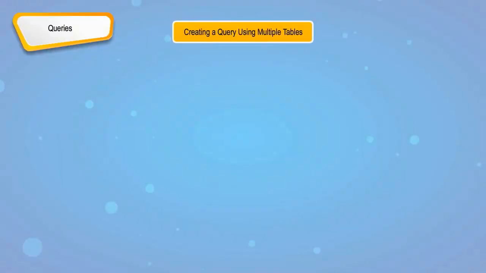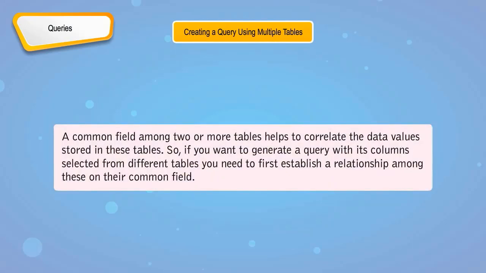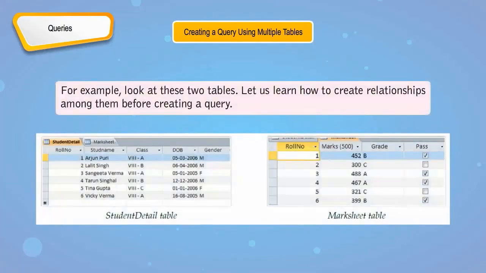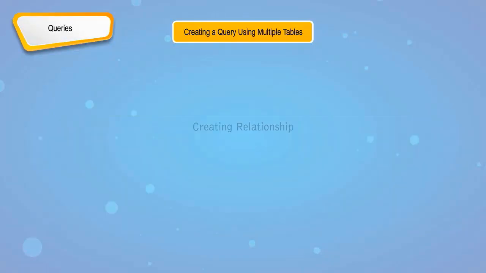Creating a query using multiple tables. A common field among two or more tables helps to correlate the data values stored in these tables. So, if you want to generate a query with its columns selected from different tables, you need to first establish a relationship among these on their common field. For example, look at these two tables. Let us learn how to create relationships among them before creating a query.